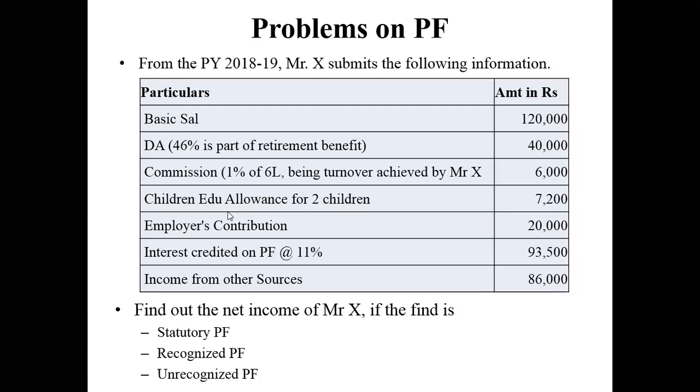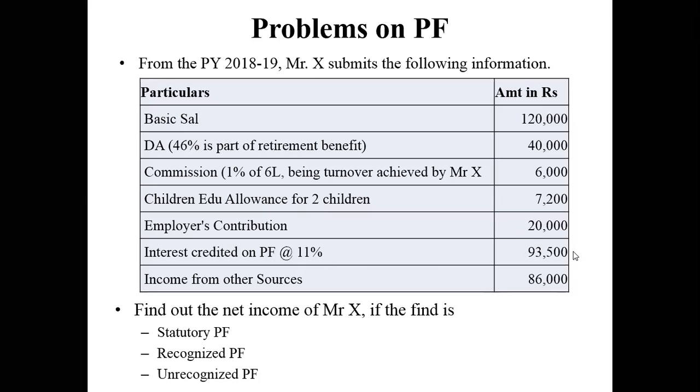He is also receiving children's education allowance for 2 children, around 7,200 rupees from the company. His employer is contributing around 20,000 rupees per annum towards this provident fund, and the interest credited on provident fund is at 11%. Remember what I told you: interest should not be more than 9.5%. But here we can see interest is being credited at 11%. So we have to do some treatment here.